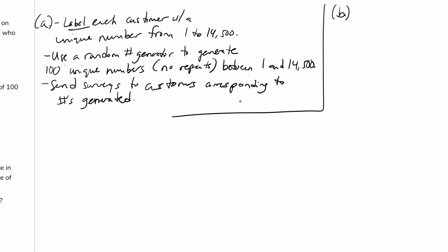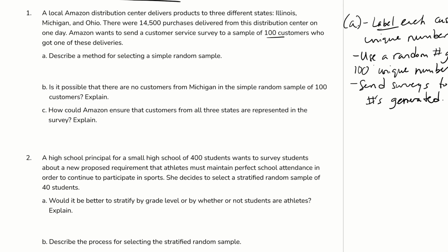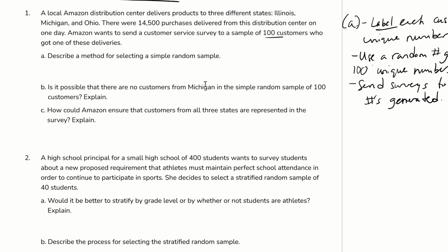Now let's look at Part B. It says, is it possible that there are no customers from Michigan in the simple random sample of 100 customers? Explain. Okay, so that's a good question. The thing about the simple random sample is that there's a good chance that every single person has a chance to be selected. However, there's no guarantee that every single type of person is selected. So in this case, there's no guarantee that we will represent the 3 states, and that's an issue with the simple random sample.